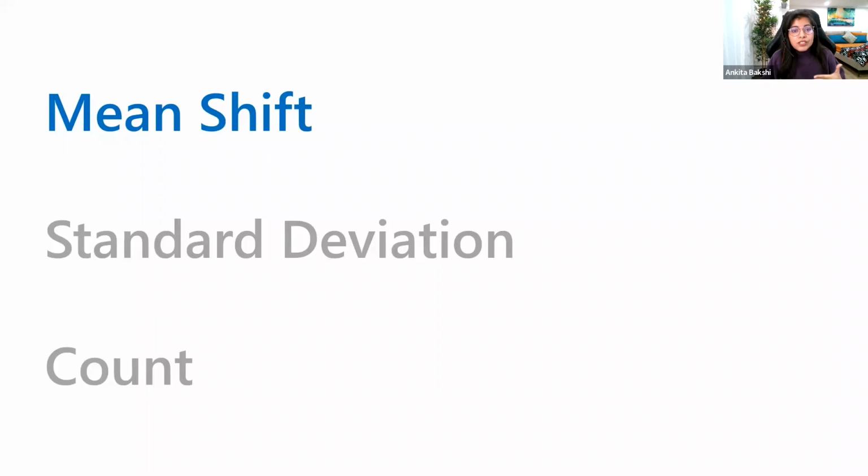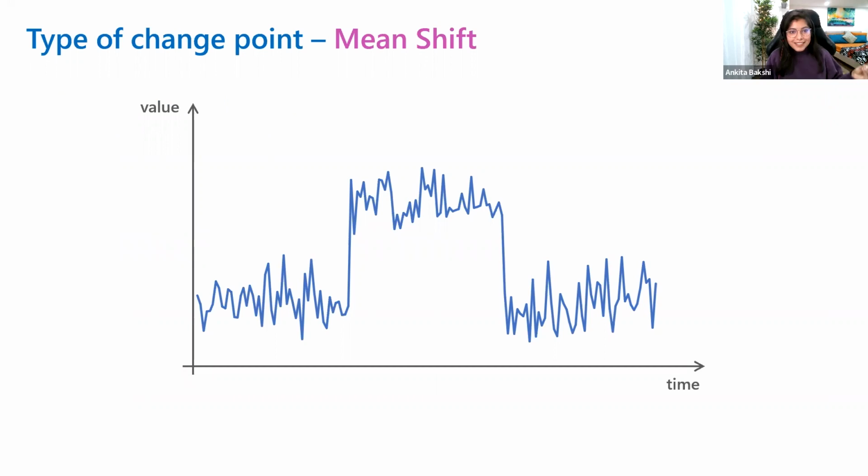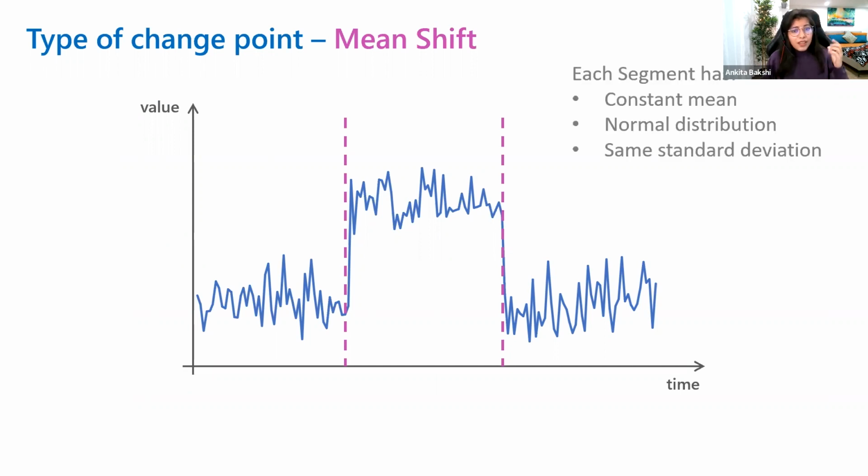So let's quickly look at an example. Let's say you chose the tool to find changes in mean, what would it do? Here I have an example time series. This is what it looks like. The tool will detect change points where the statistical property, which is mean in this case, has changed. Here we have three segments in our time series. Each segment should have a constant mean, should have a normal distribution, and within each segment, the standard deviation should be the same. So if you're looking for changes in mean, the other two statistical properties should remain constant.